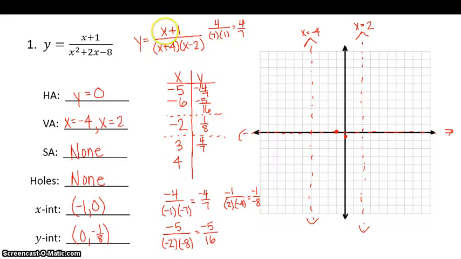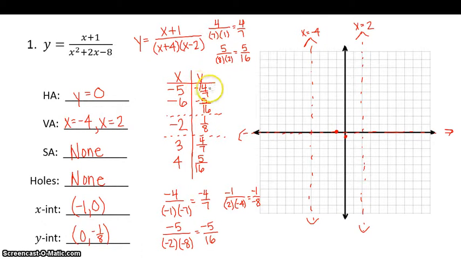And if I plugged in 4, 4 plus 1 is 5. 4 plus 4 is 8. 4 minus 2 is 2, so that's 5/16. Now, if you have calculators, you can type those in as to what those are going to be.